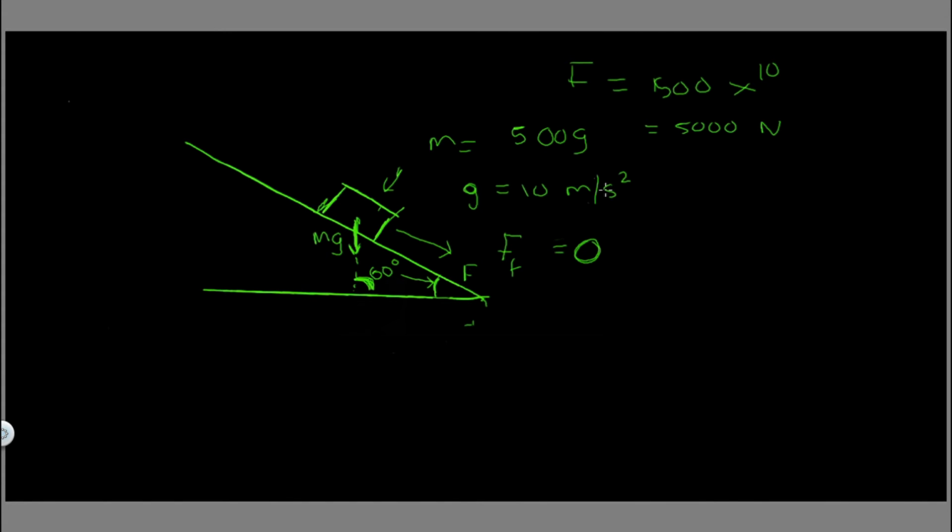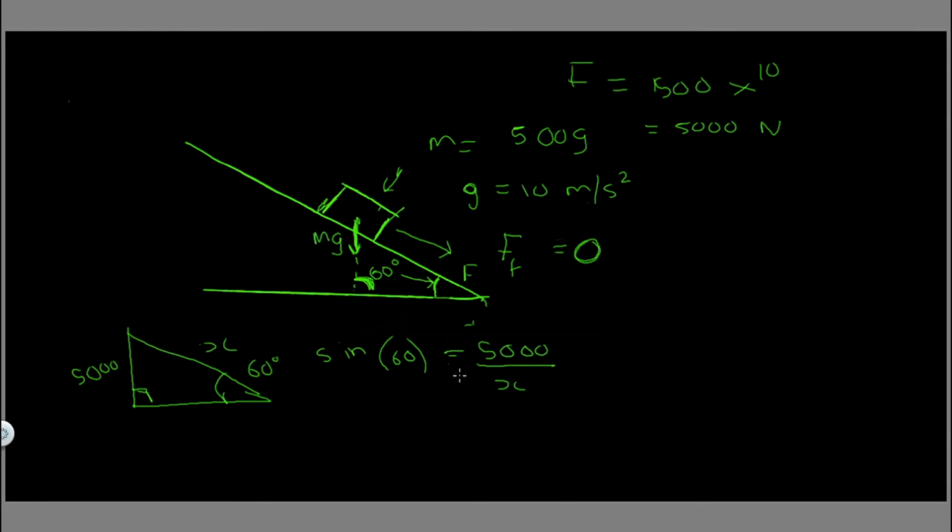So first, let's construct this triangle properly. I have my right triangle here, and this angle is 60 degrees. It's a 90-degree angle here, and we know this side to be 5,000 newtons. By using basic trigonometry, we can find the hypotenuse. We have an angle and a side. This is the opposite side to the angle, and this is the hypotenuse. So we'll use sine. Sine of 60 should equal 5,000 divided by the hypotenuse, which we'll put as x for now. In order to find x, we take x to the other side.